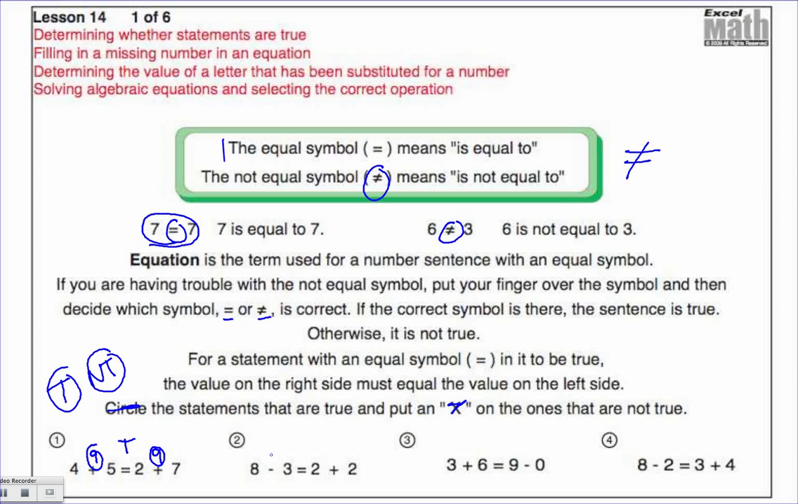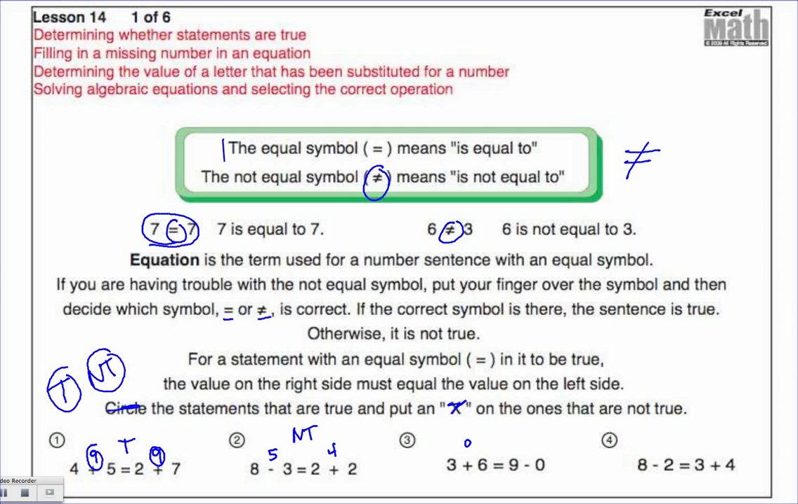All right, 8 minus 3, you should have written a 5 here. 2 plus 2 is 4. Cover that symbol up, don't look at it, and think, what symbol would I expect there? I would expect a not equal symbol. When I look at it, it's an equal symbol. Well, that's the wrong symbol, so I'm going to put NT for not true.